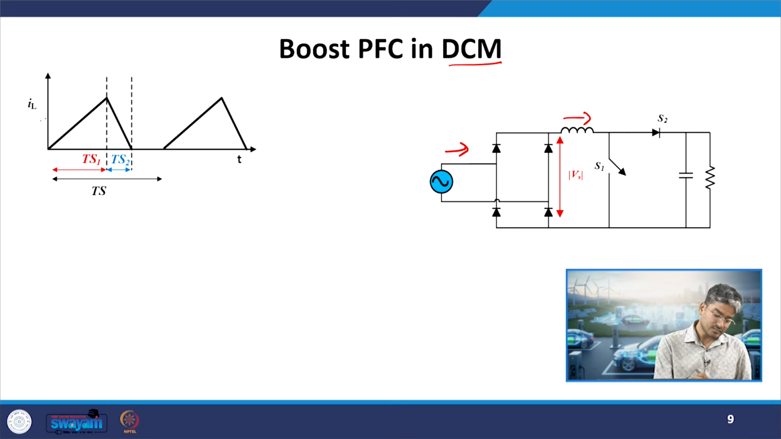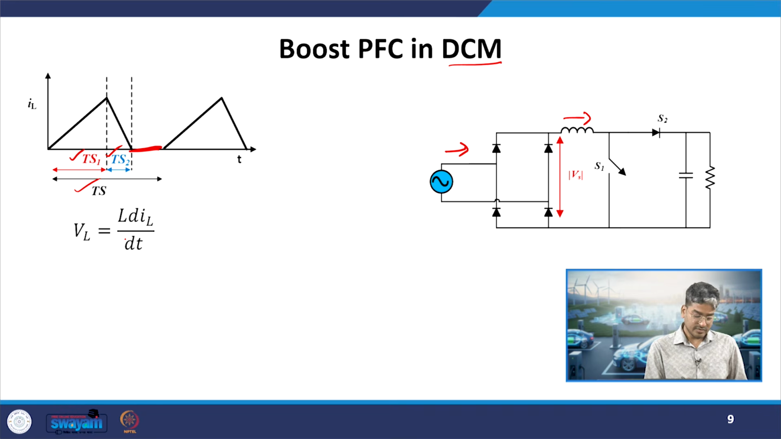Okay. So, now as my current is discontinuous, or I am in the DCM mode, the current will be 0 for a finite duration. That is what we have assumed, that the switch is conducting for Ts1 time and it is discharging through the diode for Ts2 time. Okay. The total switching time is Ts.